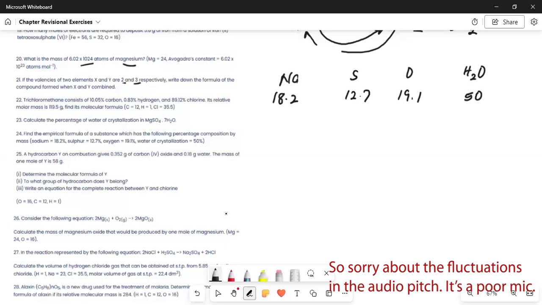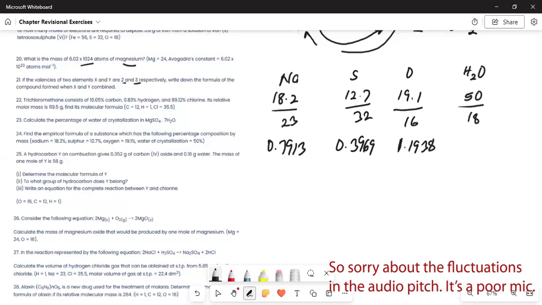Dividing each of these by their respective relative atomic masses, that of sodium is 23, sulfur is 32, oxygen 16, and water of crystallization. Water, that is hydrogen and oxygen. Hydrogen is 2 here, oxygen 16, that is 18 altogether. 18.2 divided by 23, 0.7913. Then 12.7 divided by 32, 0.3969. 19.1 divided by 16, 1.1938. And then 50 divided by 18, 2.7778.